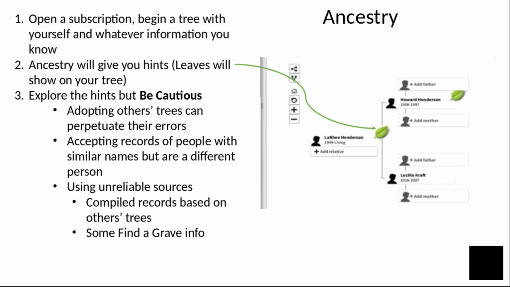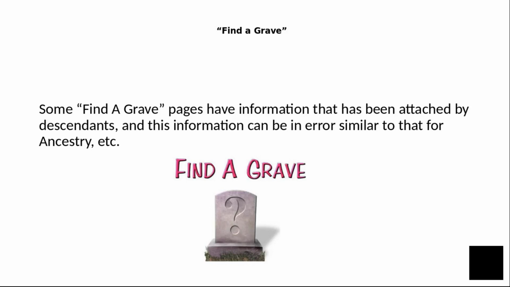And use primary resources. Unreliable sources would just compile other people's trees and just put in information that somebody else might have put in, like sometimes on Find a Grave. On Find a Grave, many of them are very good and have a lot of helpful information, but sometimes it's somebody's opinion based on their own research, not necessarily on fact.